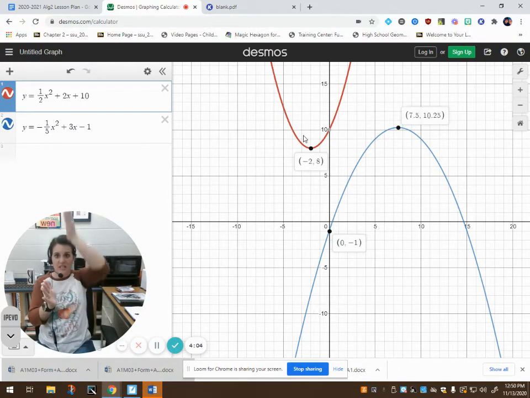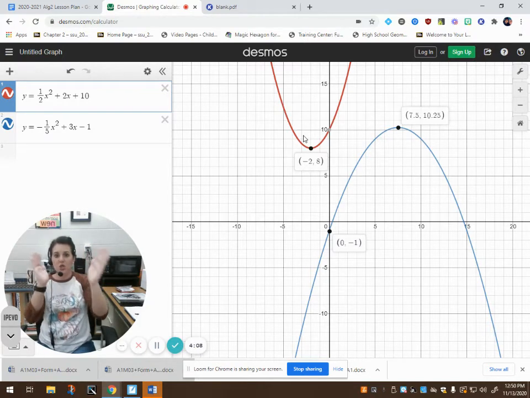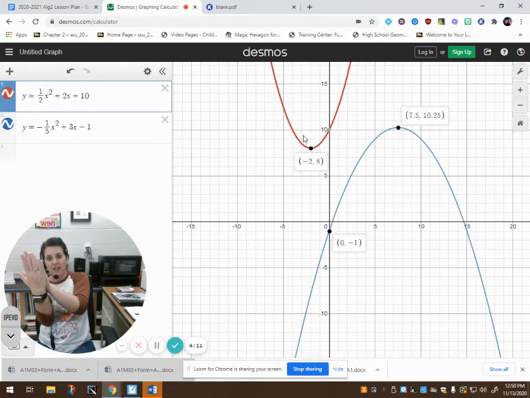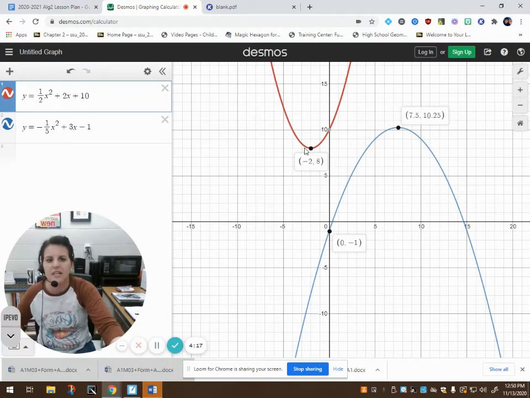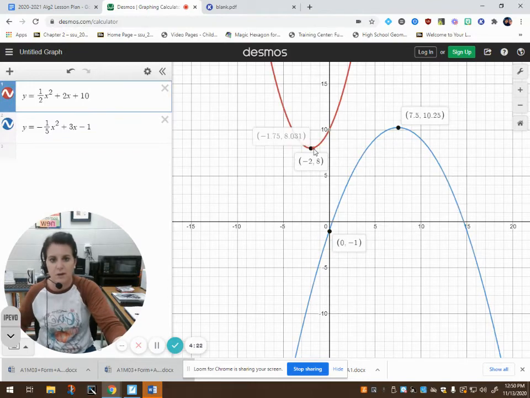The vertex creates this line called the axis of symmetry that runs through the vertex and cuts the parabola into 2 equal pieces. I could fold it over that line, fold it over that point, and the graph is going to lay directly on top of itself. So this point is extremely, extremely important. It gives us so much information about our graph.